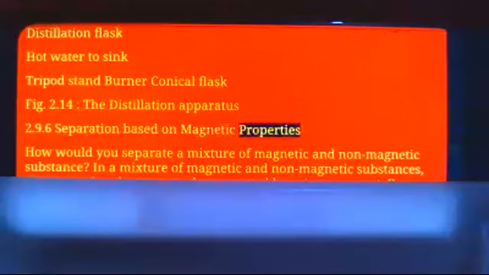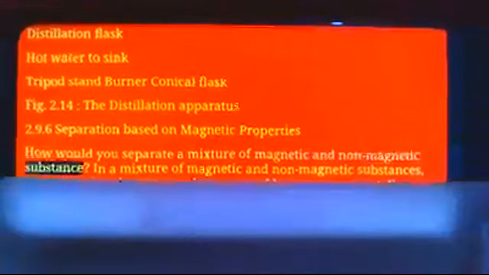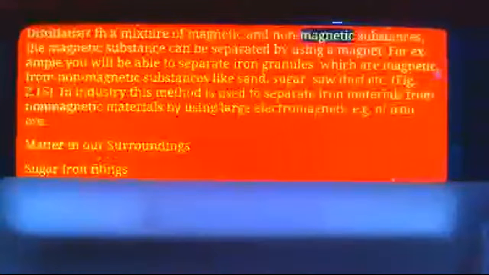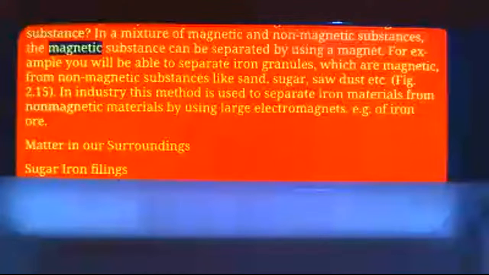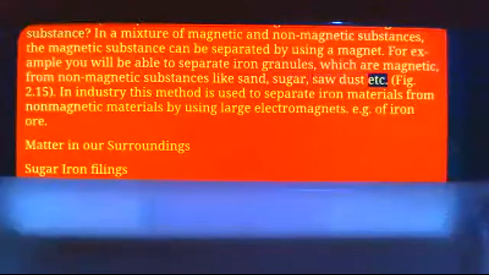2.9.6 Separation based on magnetic properties. How would you separate a mixture of magnetic and non-magnetic substances? In a mixture of magnetic and non-magnetic substances, the magnetic substance can be separated by using a magnet. For example, you will be able to separate granules which are magnetic from non-magnetic substances like sand, sugar, sawdust, etc.